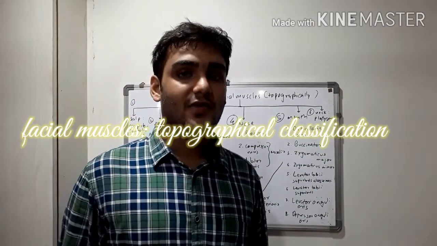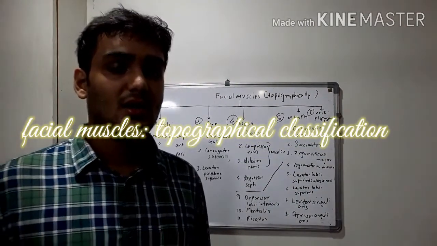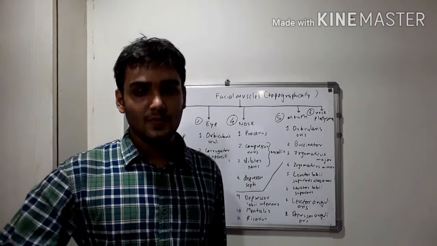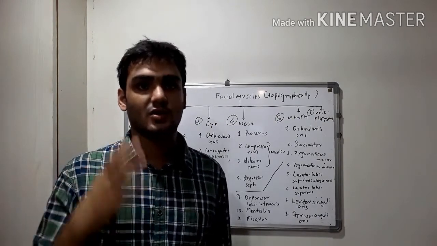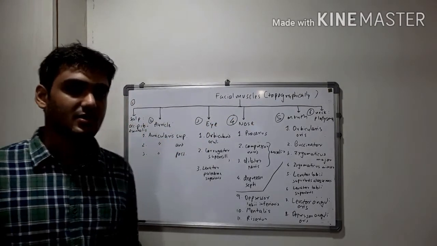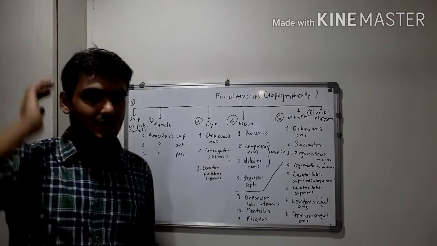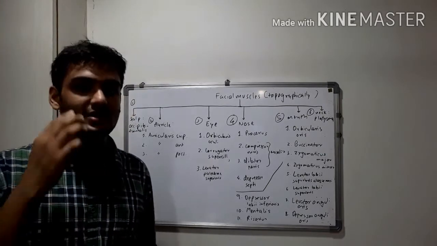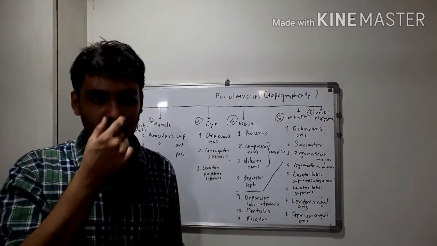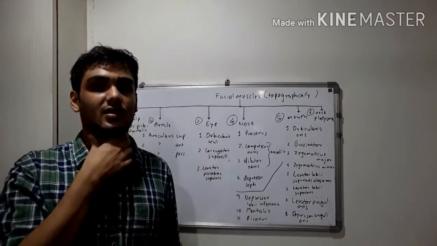Now we shall discuss the topographical classification of the facial muscles, and they are classified into 6 heads. Topographical means the muscle pertaining to various regions on the face. There are 6 headings under which we discuss the classification. Firstly the muscles of scalp, then the muscles of the auricle, then the muscles around the palpebral fissure, that is the eye, then the muscles around the nose, then muscles around the mouth, and muscle of neck.